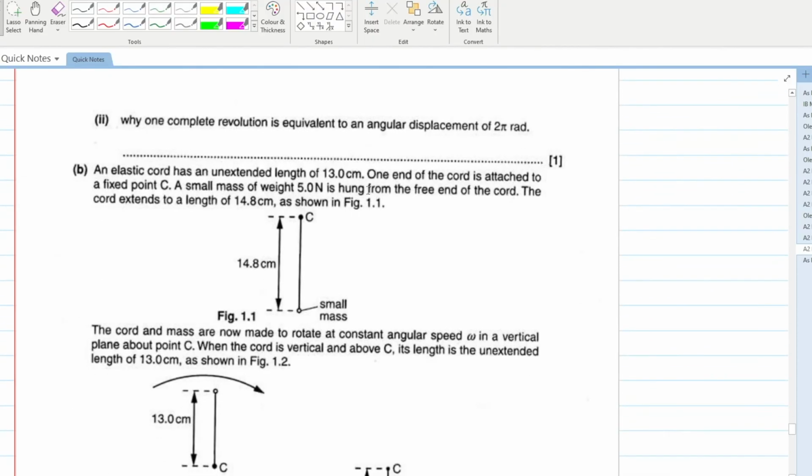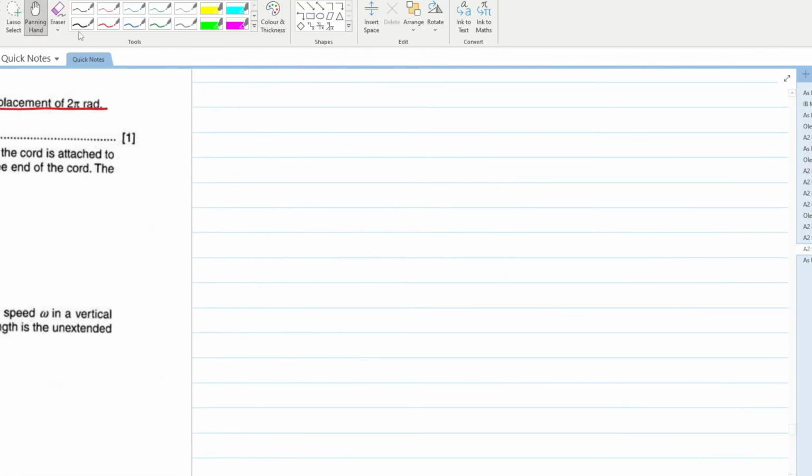Let's move forward. Why is one complete revolution equivalent to an angular displacement of 2 pi radians? We have to show why one complete revolution equals 2 pi radians. Let's do that. We know that, let's say, we start from this point A, complete one revolution like this, and again come to the same point, let's say B. This entire revolution has covered a circumference of what? 2 pi r.